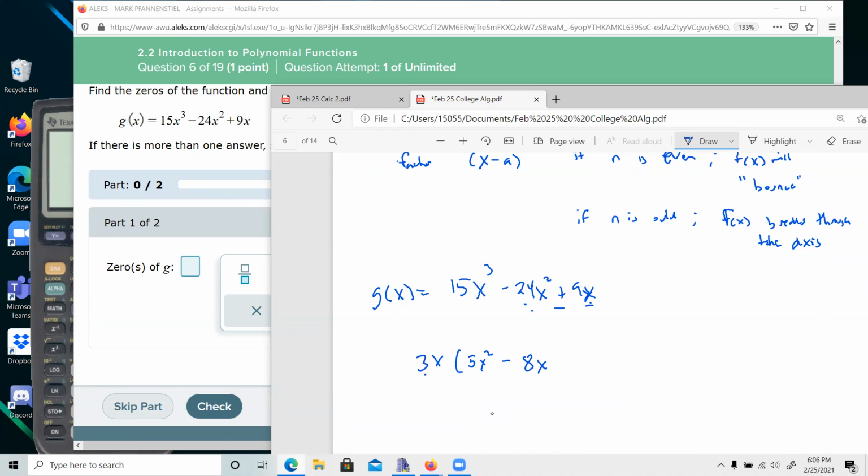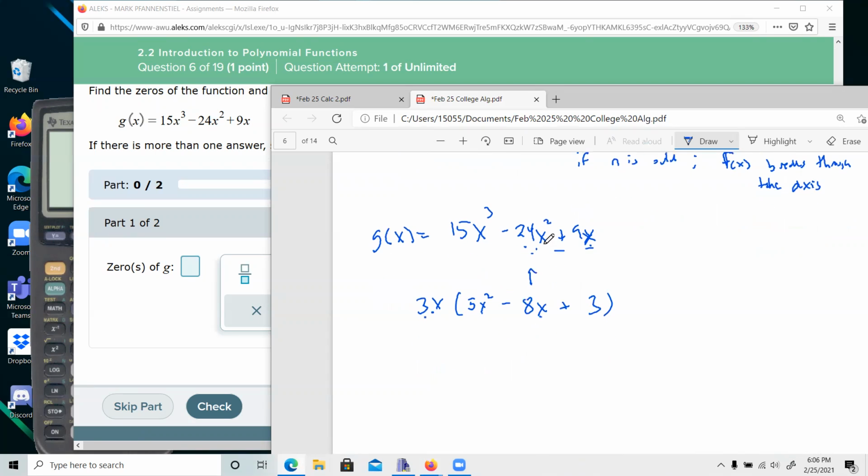Minus 8x. If I multiply this back, am I going back to here? 3 times 8, 24, yep. Minus sign, yep. x times x, x squared, good. And then just plus 3. 3 times 3, 9, and we have an x here, good. So now we have to factor this.